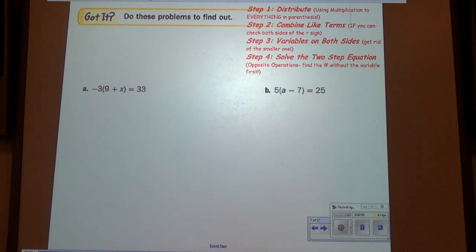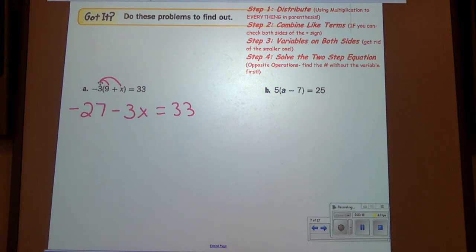Okay, example A. Step 1, we can distribute, so we're going to distribute the negative 3 to the 9 and the x. So we have negative 27 minus 3x equals 33. So step 2, we don't have any like terms. Step 3, we don't have variables on both sides, so we're going to go to step 4.